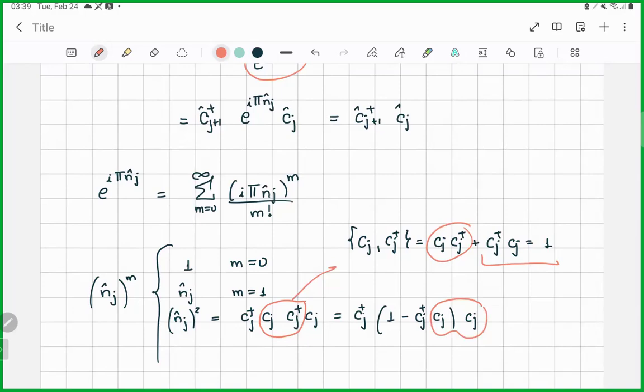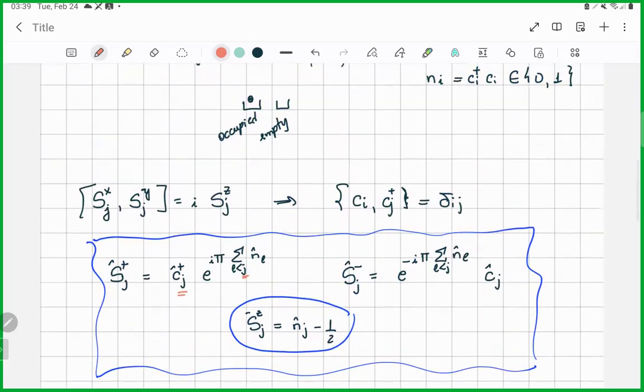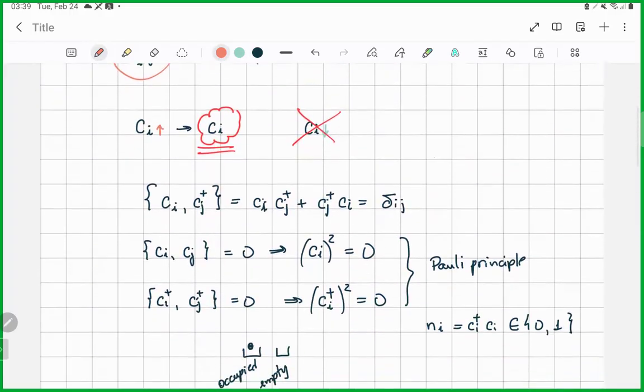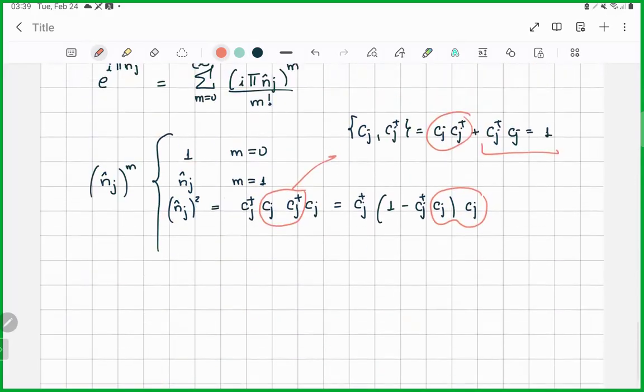So here we have the C square. And remember, many pages above, C square is 0. We never have a site with more than one fermion. So, very good. We see that the only thing that survives here is C dagger C, which is NJ. So all that to say that when m is equal to 2, we just get NJ.